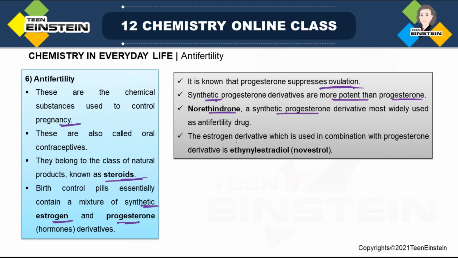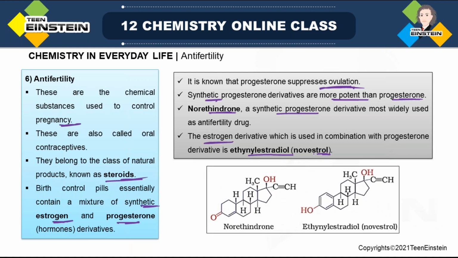under this category. Then another hormone, estrogen, if you consider its derivative, that estrogen derivative is widely used in combination with the progesterone derivative, and its name is ethinyl estradiol, or it is most commonly known as novestrol. So this is a derivative of progesterone, norethindrone, and the second one is novestrol.